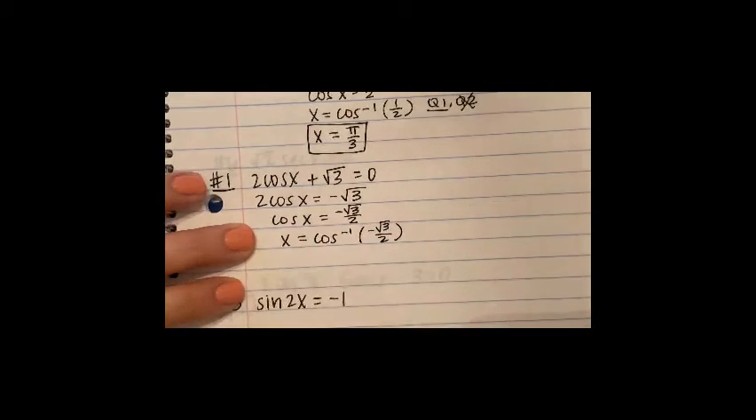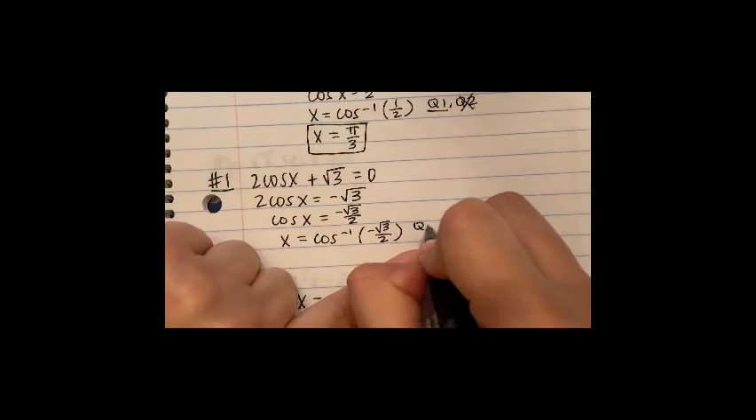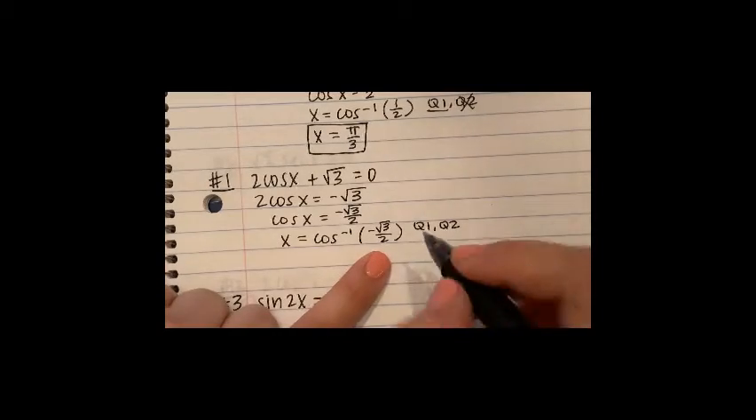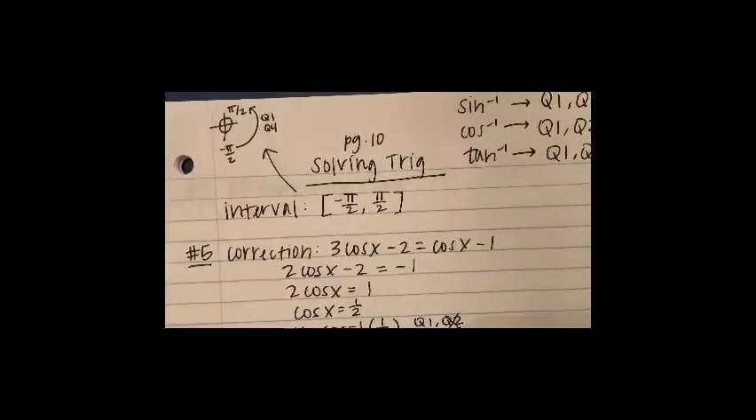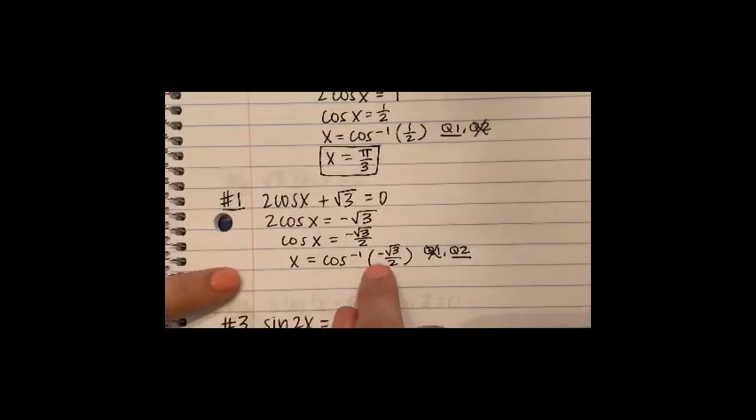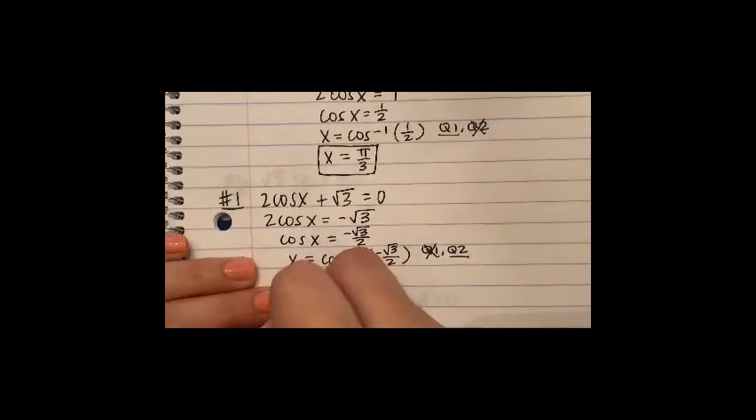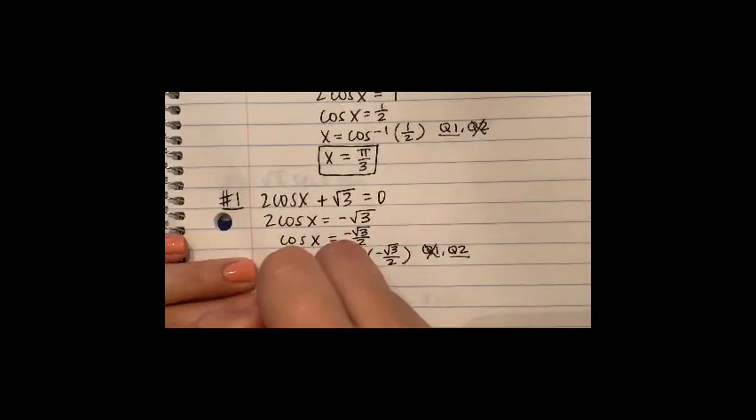And now we need to solve. Remember, cosine inverse only exists in quadrant 1 or quadrant 2. This time I want a negative answer, so I'm going to be looking in quadrant 2. But look at your other restriction. Are you allowed to look in quadrant 2? No. Since this is in quadrant 2, I'm just not allowed to look there. That means my answer is undefined.